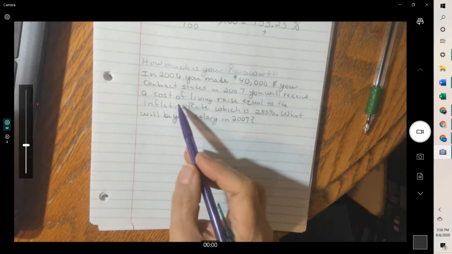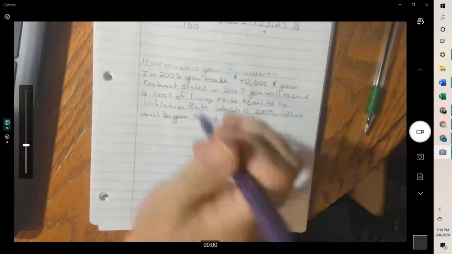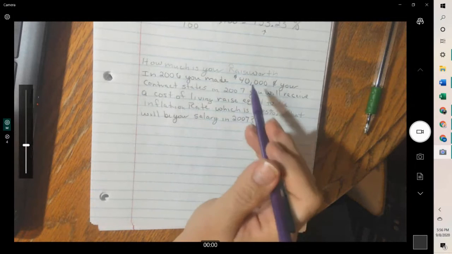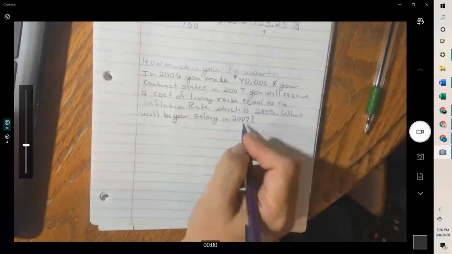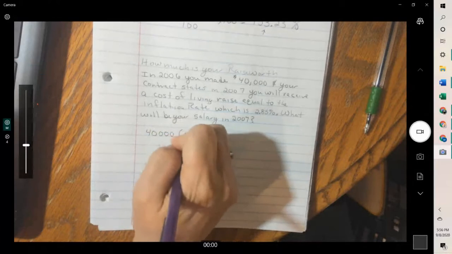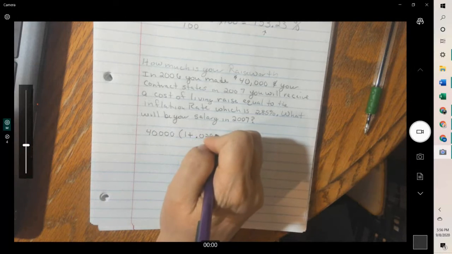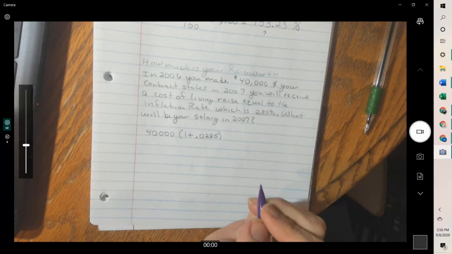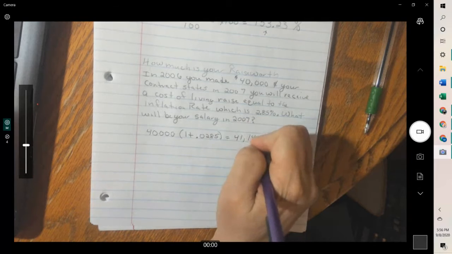Now, what it means when it's equal to the inflation rate is that the value of the dollars goes up by this percent, and your wage will match it. So let's find out how much you'll make in 2007. Well, that would be 1 plus, because we're taking 40,000 and increasing it by 0.0285, because remember, you have to put it as a decimal. We get $41,140.